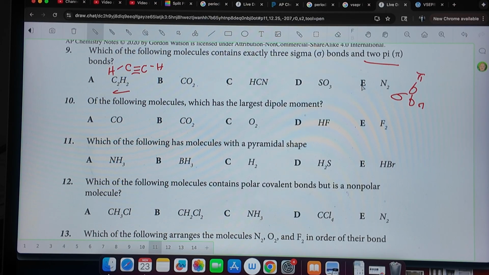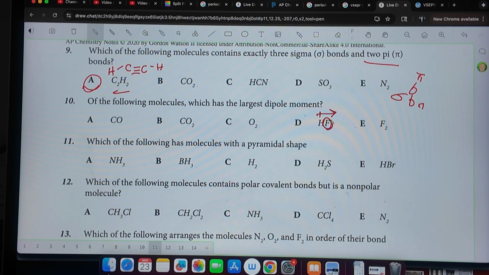And so I would say it's A. Which one has the largest dipole moment? This one for sure, because it's the strongest electronegative thing. And here it cancels out. There would be nothing here because these two would cancel. Then F and F would cancel out. This one is the most electronegative, right? This one would be this answer.